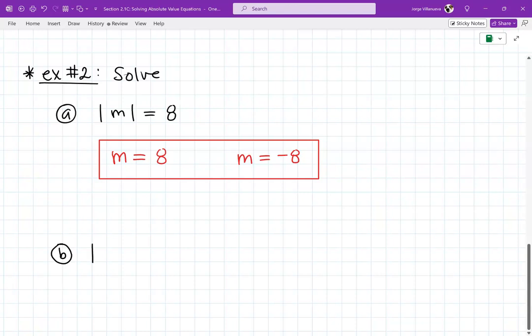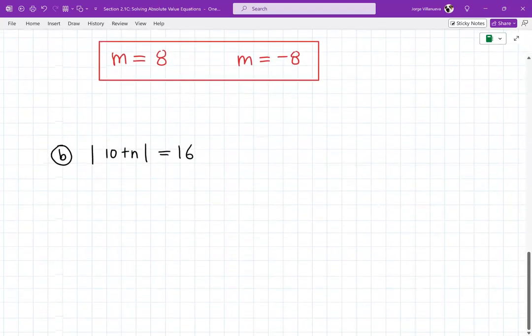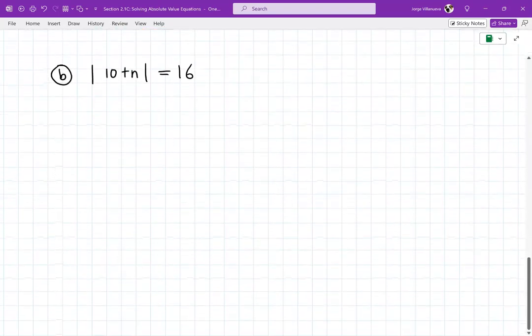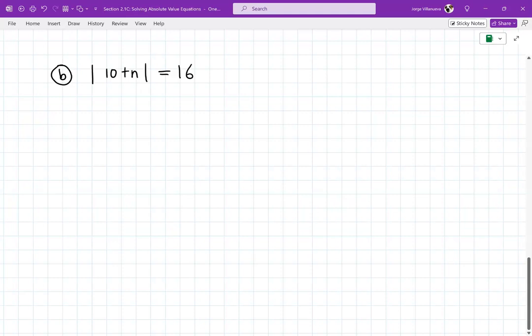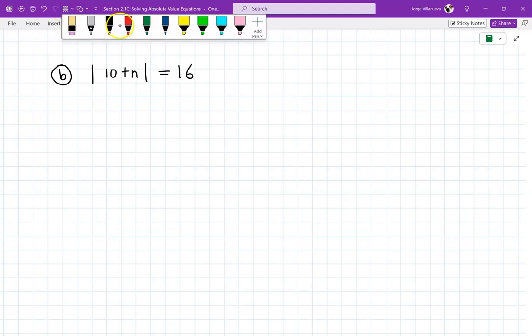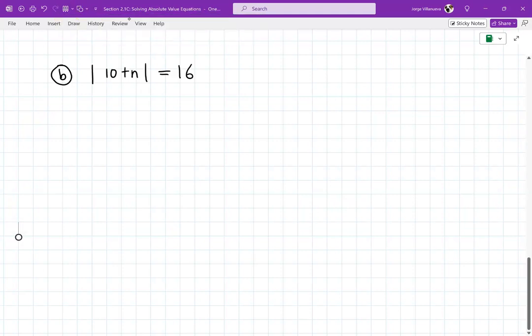So what if I say the absolute value of 10 plus n is equal to 16? I'm not going to change my process. I want to make sure the absolute value is all by itself. So it is. It's on the left side. There's no number multiplying it. There's nothing like adding it on the outside. Nothing like that. So I'm going to break it up into 2 equations.